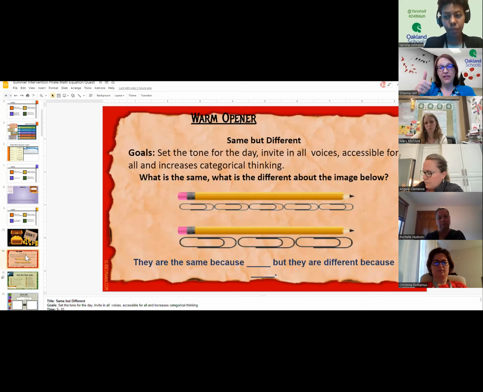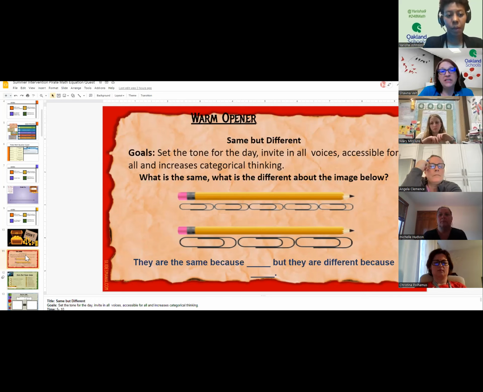You saw that SEL example with the blobs and kind of knowing that, you know what, today's a day where I really want kids to check in and tell me about their energy, tell me about their emotion. Then she showed you the number talk. That could be another warm opener. That one's a little more connected to content.